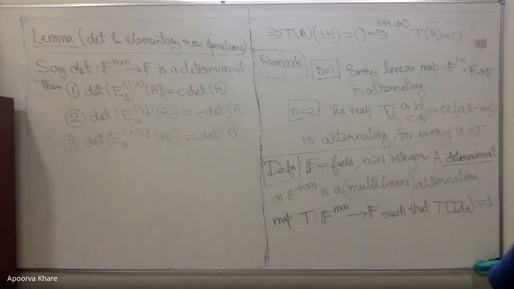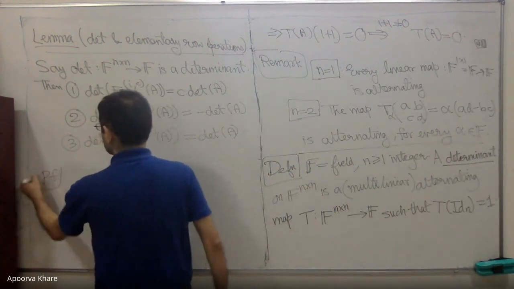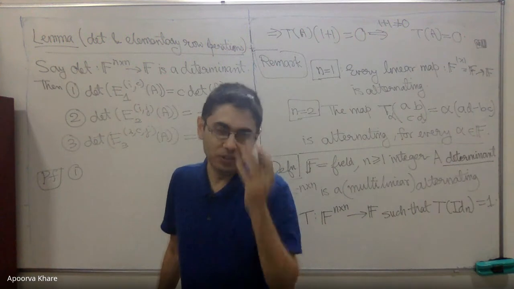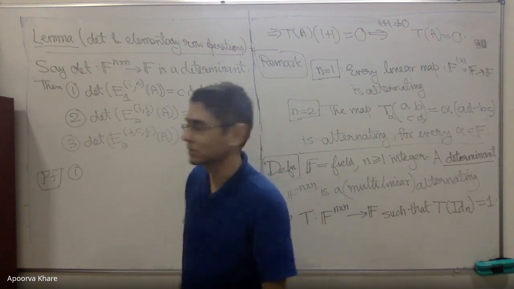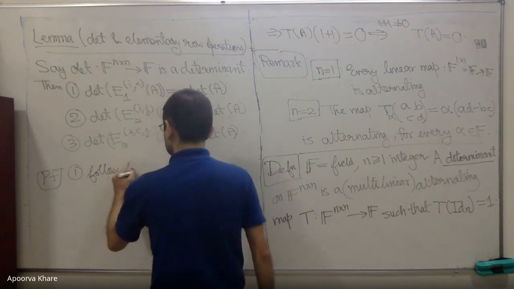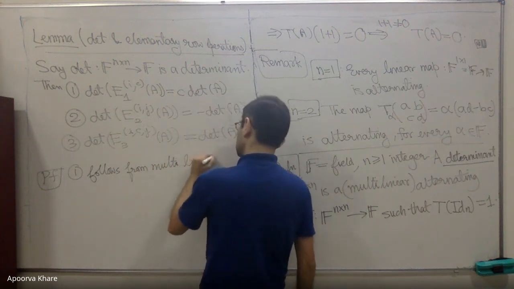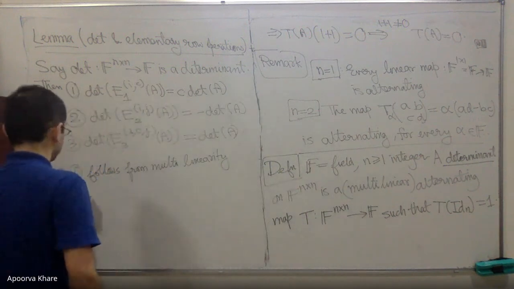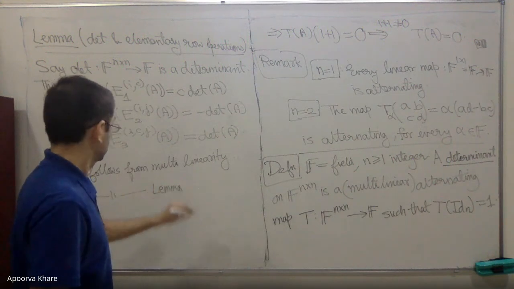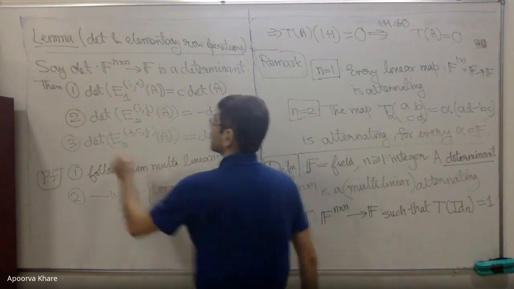Okay, so now how do we prove this? This is sort of straightforward. Proof: one, it is multilinear. So in particular, it's linear in the rows. So if you multiply a row, then the constant comes out. One follows from the definition, from multilinearity. Two follows from the above lemma. Sorry, this was a lemma. So let's call this lemma 1, and this lemma 2.